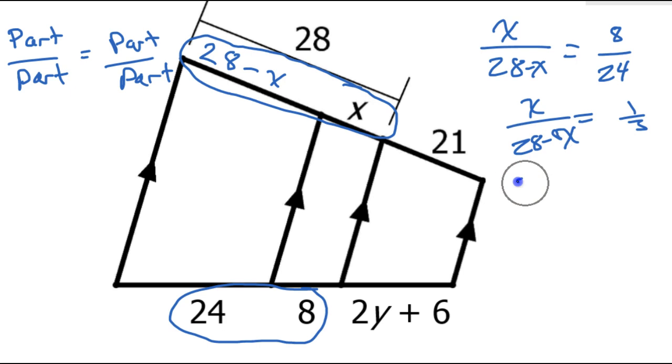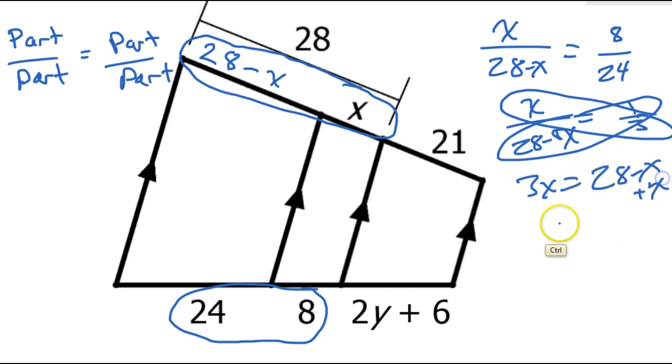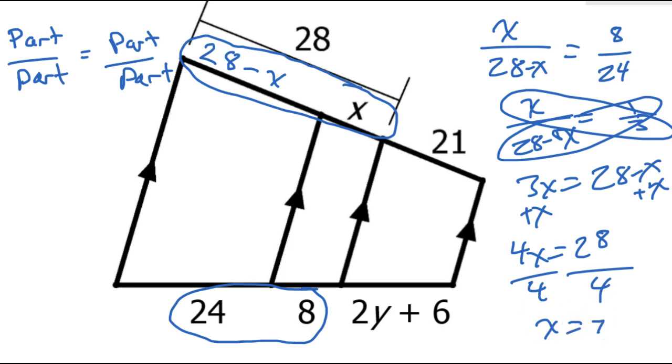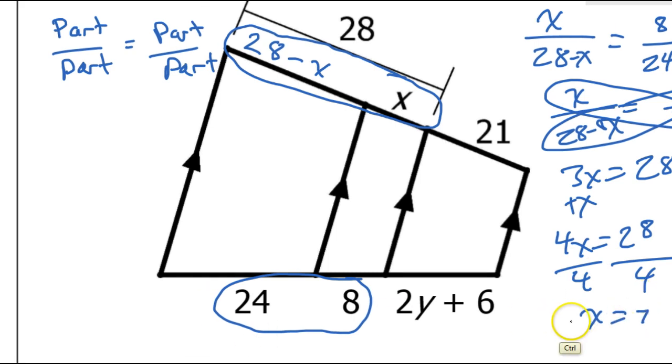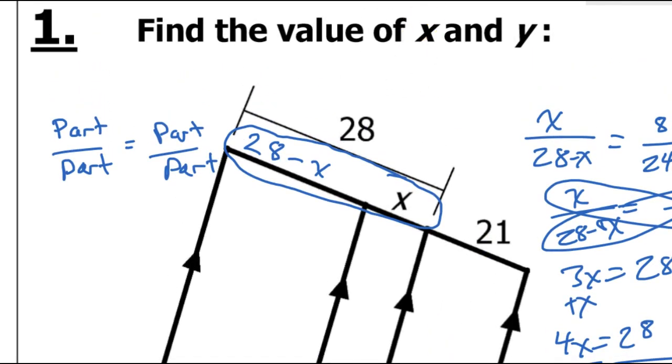And then I cross multiply and I get 3x. Okay, doing this diagonal, that's 3x. And doing the other diagonal, that's going to be 28 minus x. I need to add x to both sides, so that gives me 4x is equal to 28. Dividing both sides by 4 gives me x is equal to 7. So that was one of my goals. We are supposed to find x and y, and I just found x. So I still need to find y.